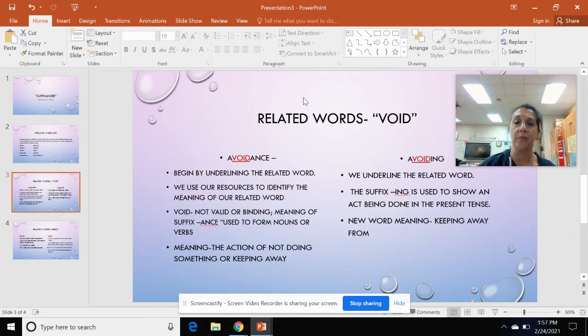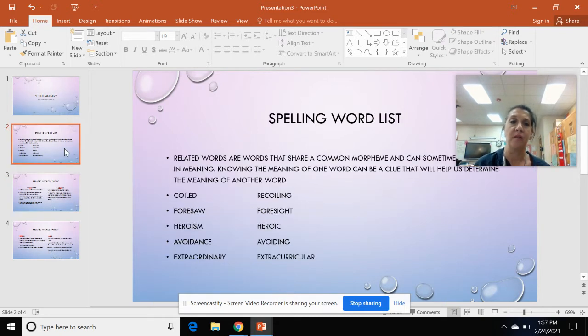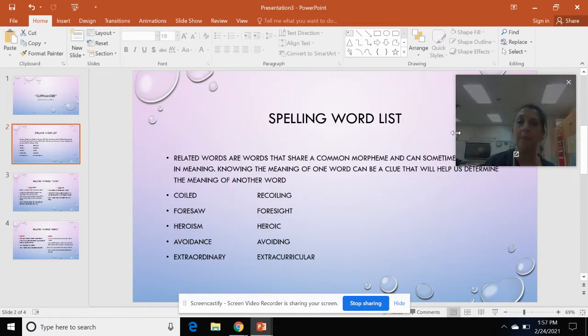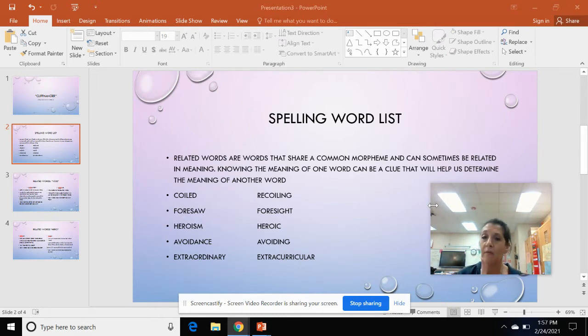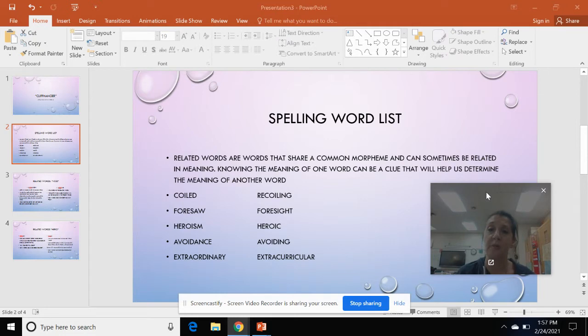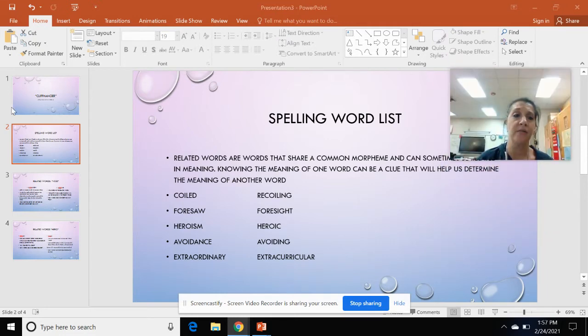We are on day 2, and we are talking about related words this week. Our story is Cliffhanger, and our related words are words that share a common morpheme. Let me move my camera down, guys. There it is. They can sometimes be related in meaning. Knowing the meaning of one of the words can be a clue that's going to help us to determine the meaning of another word. So we can build on that knowledge. We can build on that brain power. So let's go ahead and get started.